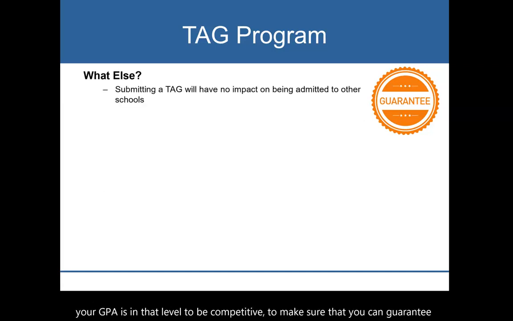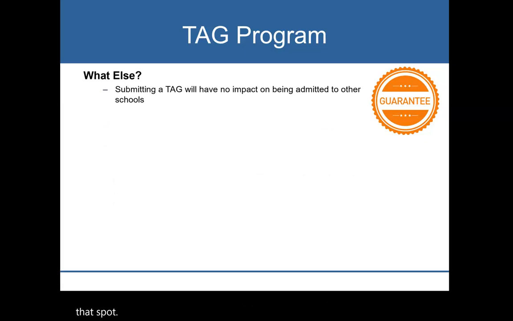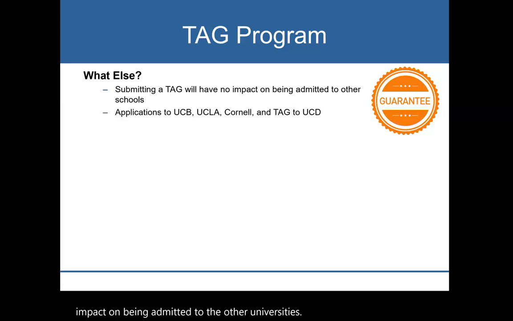So what else? A couple other important things. If you submit a TAG, it will have no impact on being admitted to the other universities. For example, you might apply to Berkeley, UCLA, Cornell, and then TAG at UC Davis. If Berkeley accepts you, you can say no to the guaranteed admission at Davis. If Davis is your first choice university, you really don't have to worry about those other three schools.